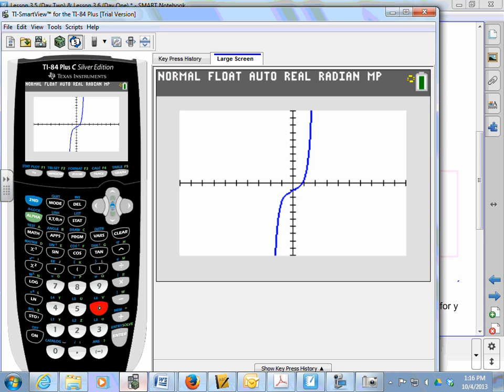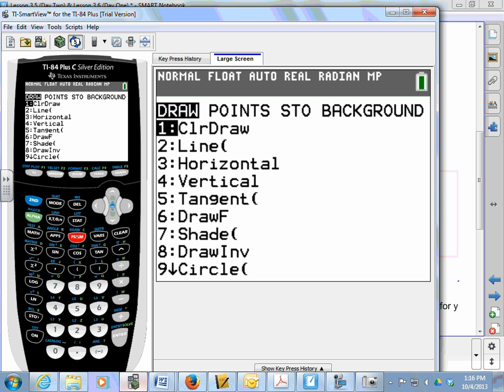If you remember, there was a way to do it: if you went to second draw, or second program, number 8 lets you actually draw the inverse. It'll draw the graph, but it doesn't give you any information about it. So the reason we don't use this is because it doesn't give you any more information, but it does show you the graph.